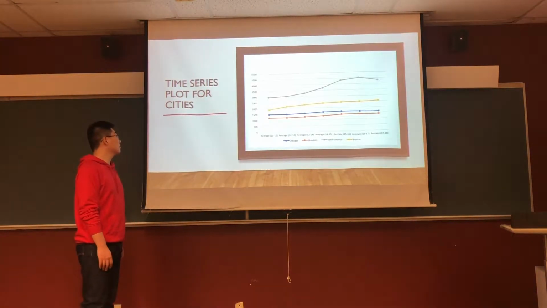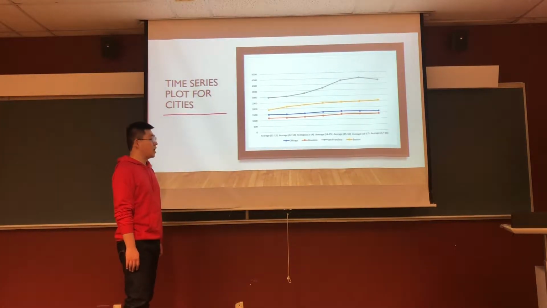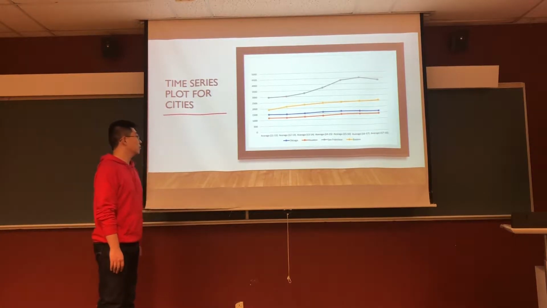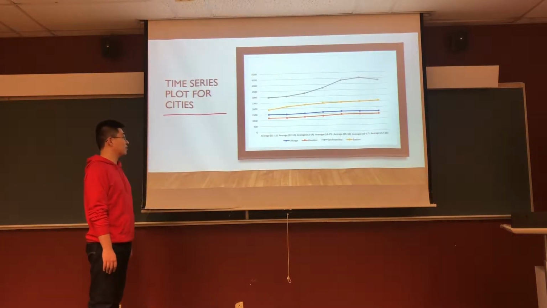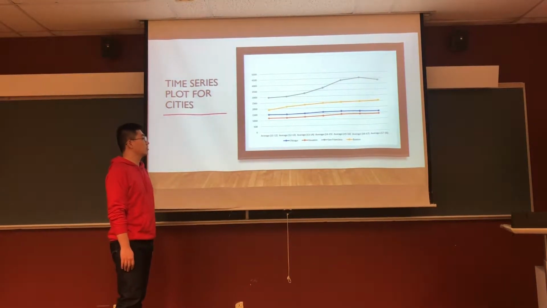This is our time series plot for cities. It shows the tendency of the average rents of these 4 cities. The orange line represents Houston's average rent. The blue one is for Chicago. The yellow one is for Boston, and the gray one is for San Francisco.